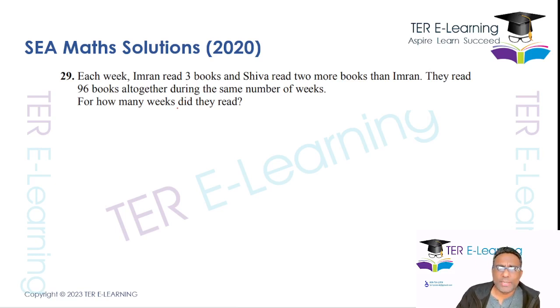Now, each week, Imran reads 3 books and Shiva reads 2 more books than Imran. So with questions like these, try to write it out like this. Imran reads 3 books and Shiva reads 2 more books. If he reads 2 more, it's going to be 3 plus 2. So that means he's reading 5 books, right?